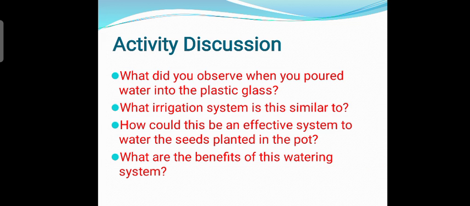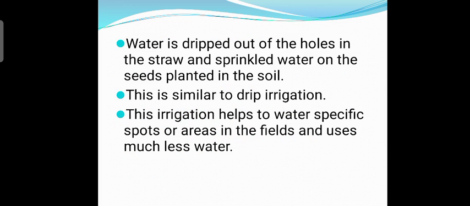So now there are some questions based on activity. What did you observe when you poured water into the plastic glass? What irrigation system is this similar to? How could this be an effective system to water the seeds planted in the pot? And what are the benefits of this watering system? So let's have the answers of this.